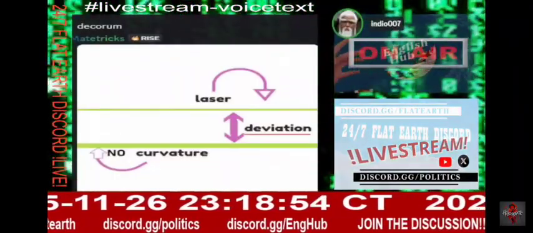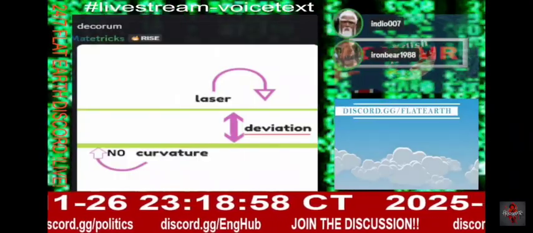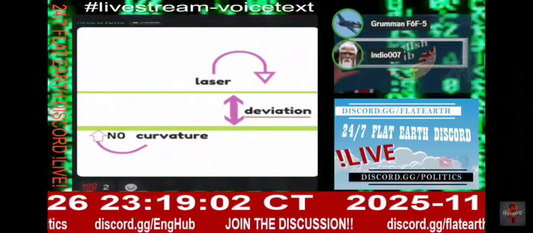This is measuring the Earth. And this is just one of many, many measurements of the surface of the Earth.